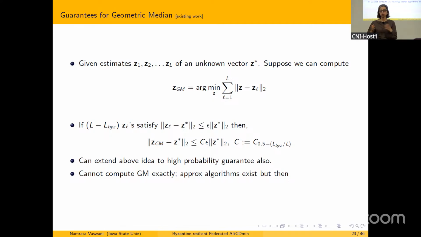C could be 4, 5, 10, and that depends on how close Lbiz by L is to half. The closer Lbiz by L is to half, the larger the blow-up factor will be. The more bad nodes that you have, the worse your result. And you can also get a high probability extension of this. All that exists. There's a paper by Minsker actually that I forgot to cite. And then the other thing is you can only compute GM approximately.